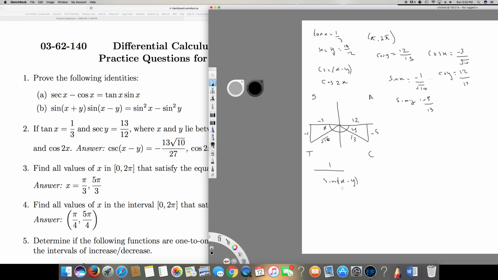So let's do that. If I expand sin(x minus y), it's going to be sin x cos y minus sin y cos x. So let's expand this: sin x cos y minus cos x sin y.